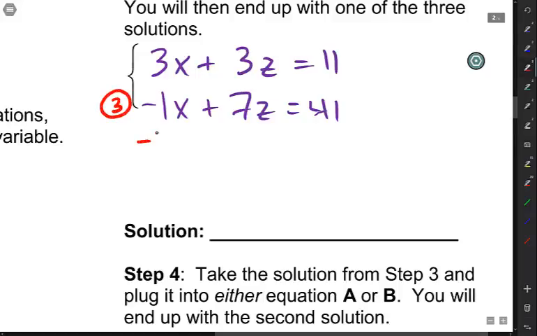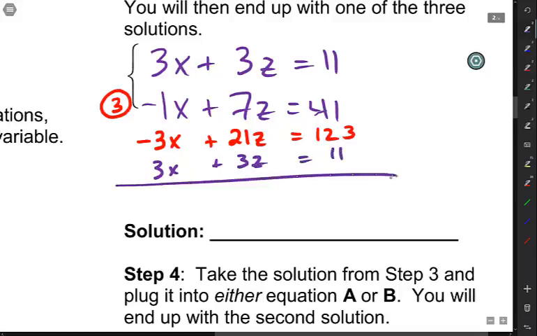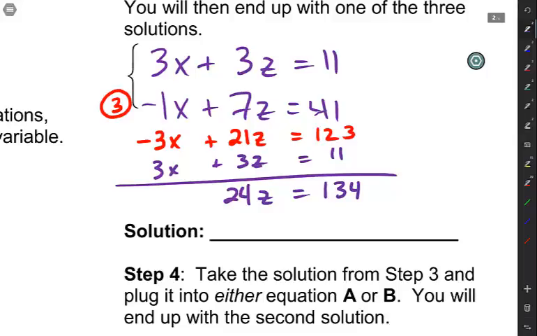Yes. So -3x, positive 21z. 3 times 1 is a 3. 3 times 40 is 120. I'm combining that with 3x, 3z, and 11. That's 24z equals 134. Please let 134 divide by 24. Does it? What's the answer?